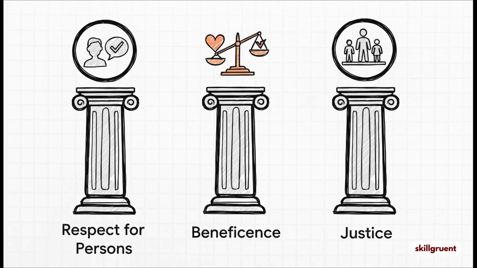First, respect for persons. It's simple. People get to choose for themselves, period. Second, beneficence. It's a fancy word that just means your research should do more good than harm. And third, justice. Make sure the risks and rewards are shared fairly among everyone. These are the absolute cornerstones of ethical research.